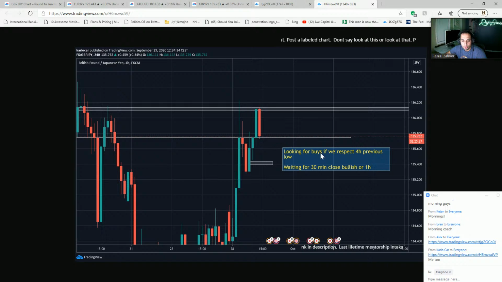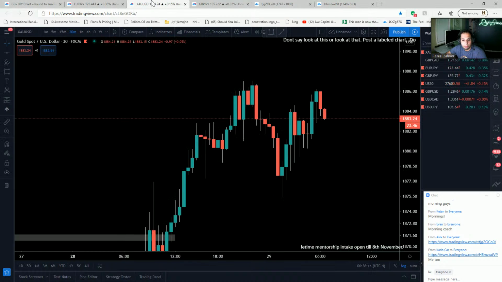Let's look at Carlo. Looking for buys if it respects the previous 4-hour low. Waiting for the 30-minute close. Okay, it's kind of the same thing over here. So predominantly, most people are looking at the same areas.